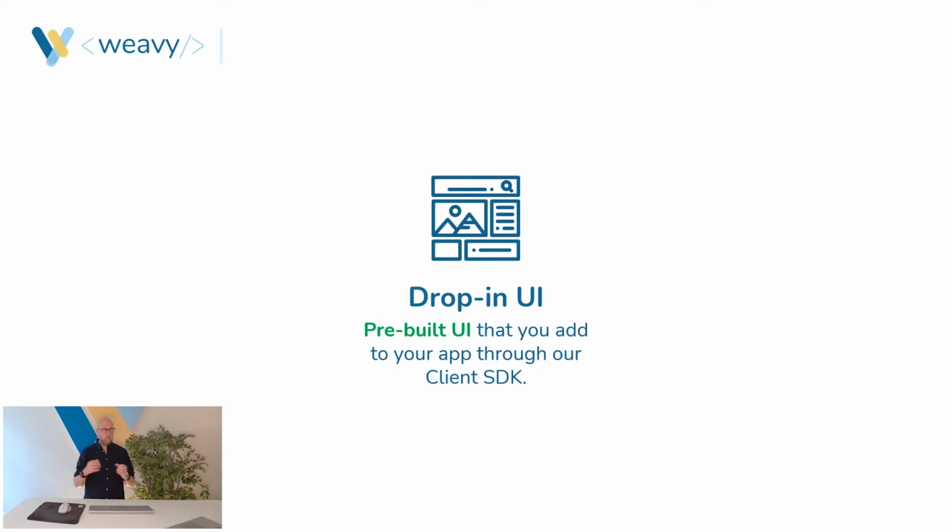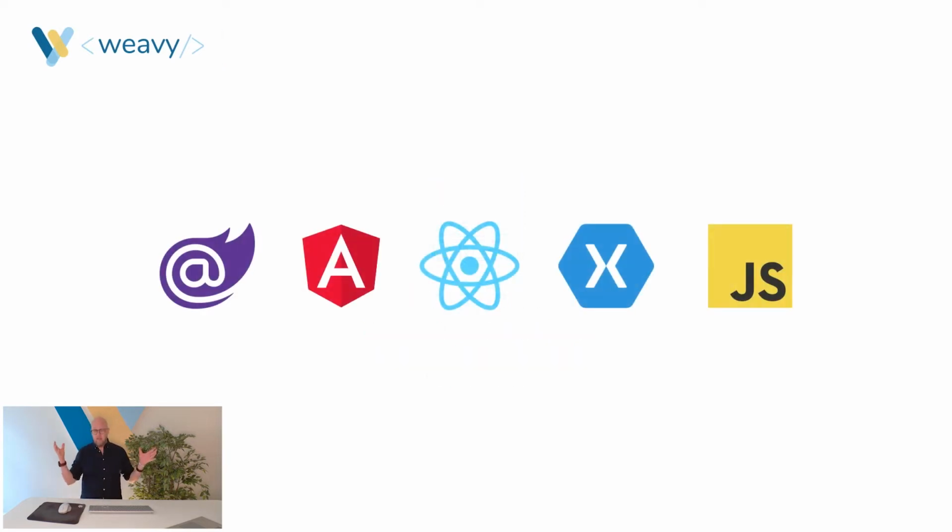That's the whole goal. Weavy works with anything and everything. This is just a couple of them, right? Blazor, Angular, React, Xamarin, and just vanilla JS. But if you build something in Swift or something else, it still works. Today, the demo is going to be the vanilla JS approach, and there's also going to be a little bit of Blazor as well, so we can see both.